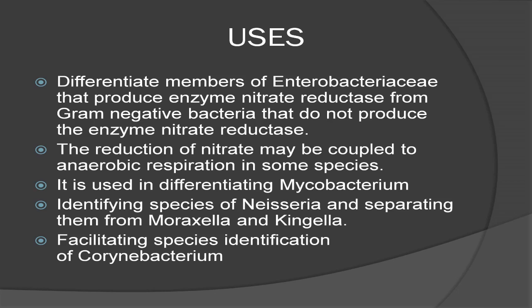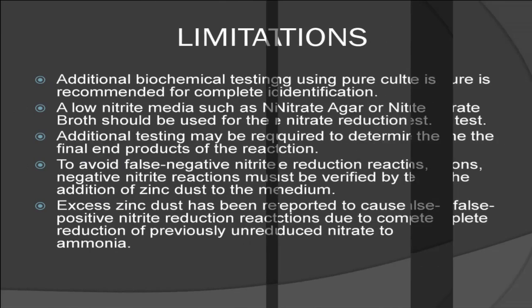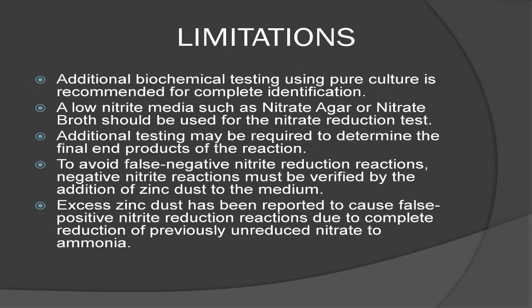The nitrate reduction test is a critical test for differentiating between Neisseria gonorrhoeae and Kingella denitrificans, particularly when strains of Kingella denitrificans appear to be gram-negative diplococci in stain smears, facilitating species identification of Corynebacterium. The limitations of this test are: the nitrate reduction test may be used as an aid in the identification of bacteria. Additional biochemical testing using pure culture is recommended for complete identification.